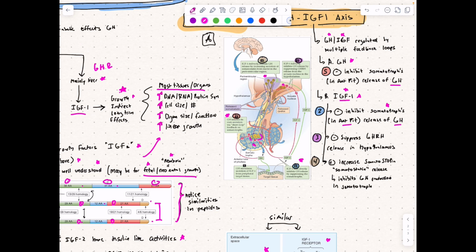And so the arcuate region, we said, is producing growth hormone releasing hormone. So the idea is that insulin-like growth factor 1 is going to inhibit the release of growth hormone releasing hormone from the arcuate nucleus. And then finally, insulin-like growth factor is going to stimulate the release of somatostatin. And so by increasing the amount of somatostatin, it's going to inhibit growth hormone production and release in the somatotroph.